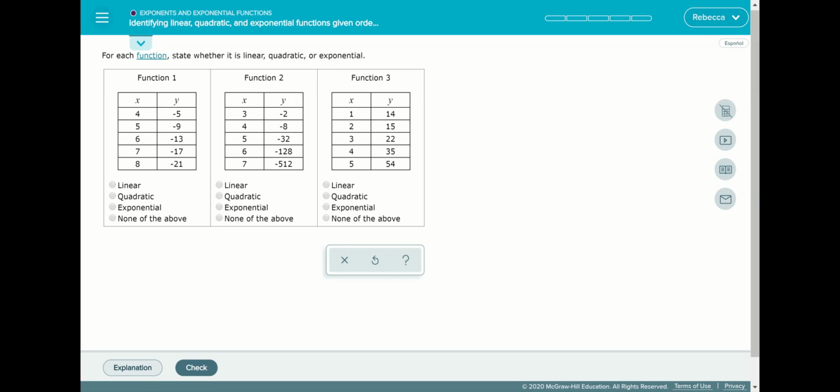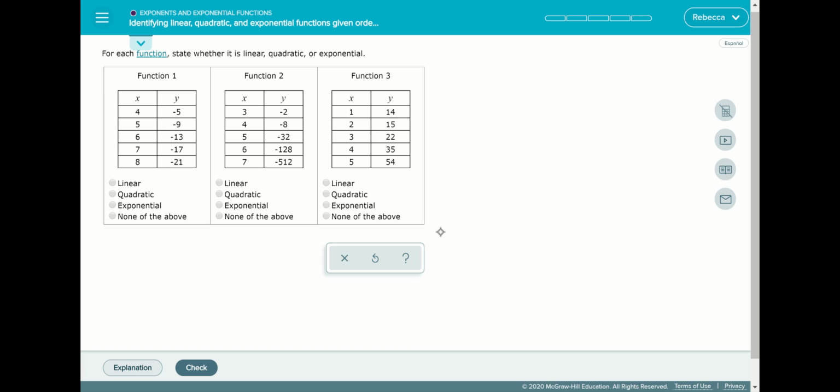We are tasked with determining linear, quadratic, and exponential functions given a table. So we're being asked to determine linear, exponential, and quadratic. So remember linear, we wanted a constant value added or subtracted.